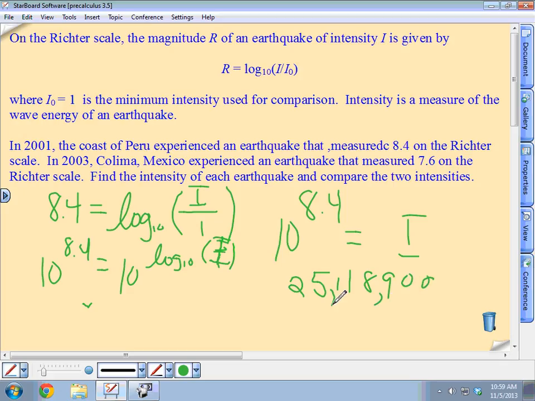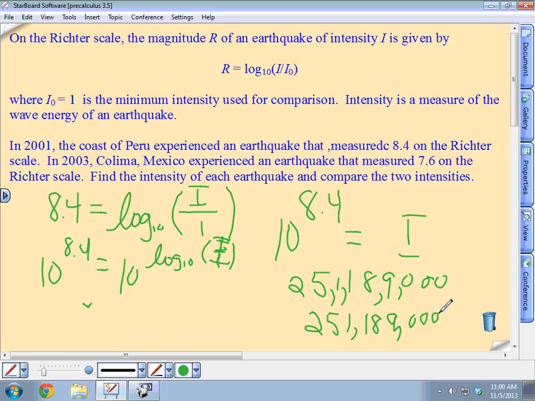So there are 8 decimals: 1, 2, 3, 4, 5, 6, 7, 8. What's your number? 251 million, 189 thousand. That's the intensity of the Peru earthquake: 251 million. That's pretty intense.